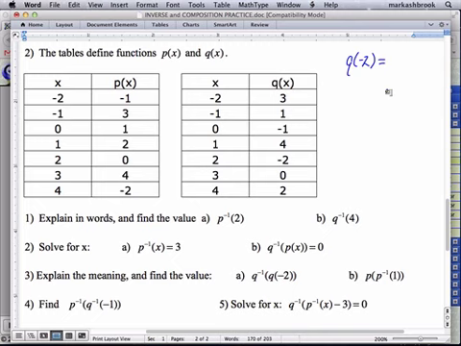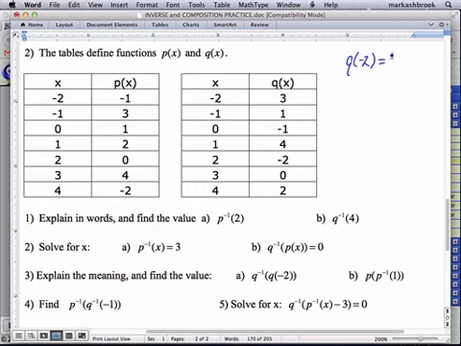Someone said 3. Agree with that? This came up after class. Q of x, does that mean input or output of Q? Those are outputs. These are outputs of Q for the given input x. So what is Q of negative 2? 3.